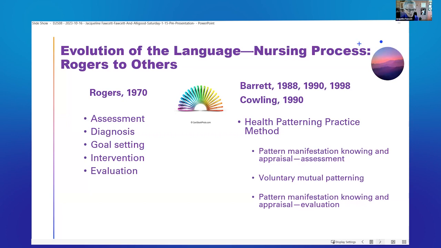So the nursing process for Rogers was assessment, diagnosis, goal setting, intervention, and evaluation, or at least that was my interpretation of what Martha had written in 1970. And then Barrett in subsequent publications and Richard Cowling introduced health patterning practice method, which if I interpreted it correctly was pattern manifestation, knowing and appraisal assessment, voluntary mutual patterning, and pattern manifestation, knowing and appraisal evaluation. Next slide, please.